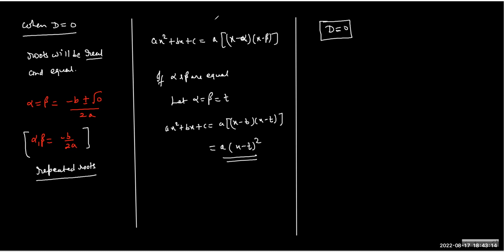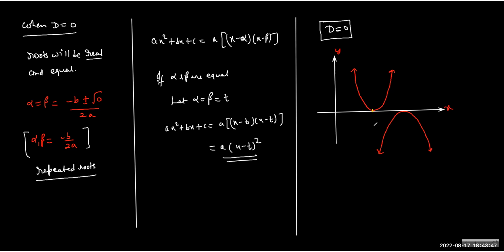So D equals 0 will have two interpretations. Either the graph is just touching the x-axis and leaving like this, or the graph may be like this. And you can see the x-axis and the graph is only touching at one point. Therefore, this is representing the repeated roots. We don't have two roots, we have the same root repeating at the same place. Therefore, graphically it looks like one.